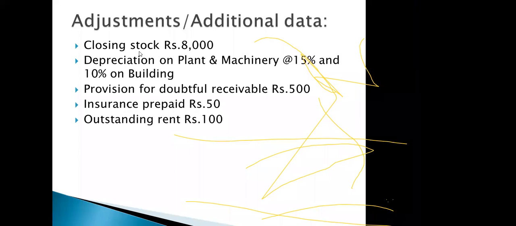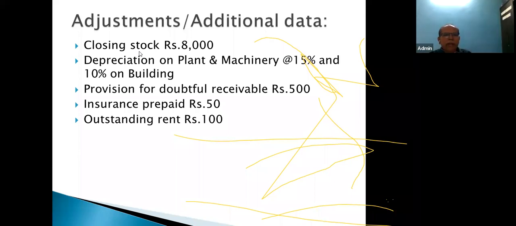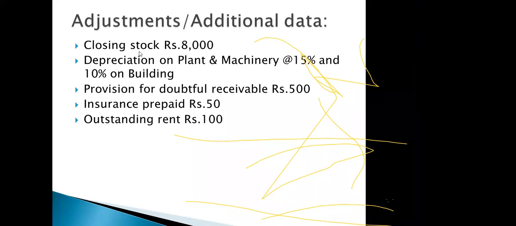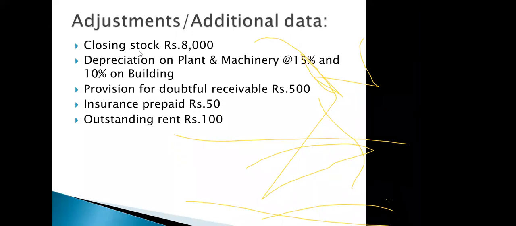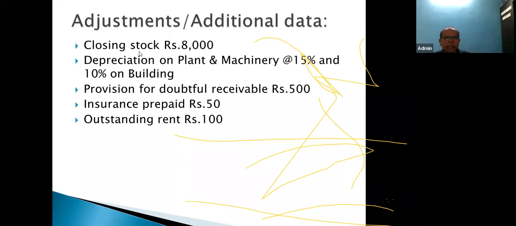Trading account credit side and asset side. Yes. Go to your trading account, credit side, and right there write by closing stock rupees 8,000. And the second effect, balance sheet asset side. Go to your balance sheet, under asset side, write closing stock rupees 8,000. So we have given both the effects.